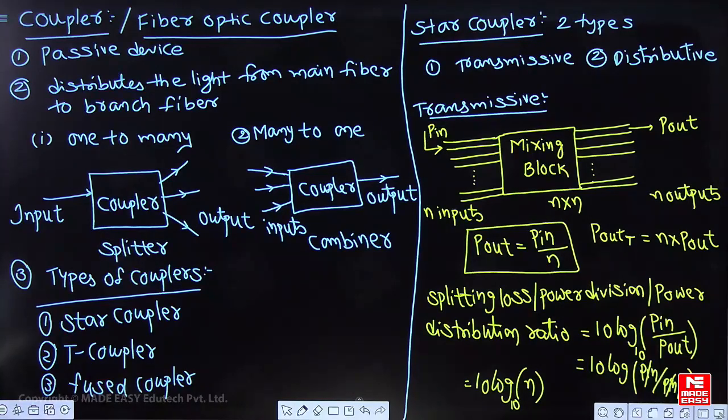In the next star coupler, you understand the same thing. Why? Because the distributive star coupler is going to be having only one used as input, remaining all used as outputs only. So it is clear that even though you are having n inputs, we are using only one input to give your power.